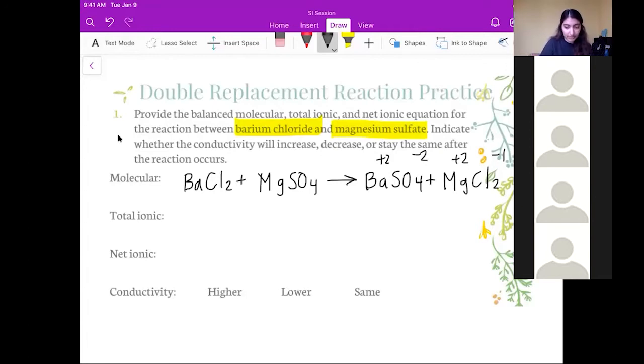Does BaCl2 break apart or stay together? Everyone is saying break. Yeah, correct. Ba+2 plus Cl-, and we always need to remember to include the coefficients. Would MgSO4 break up or stay together? Also breaks. Good job, everyone. So we have Mg.